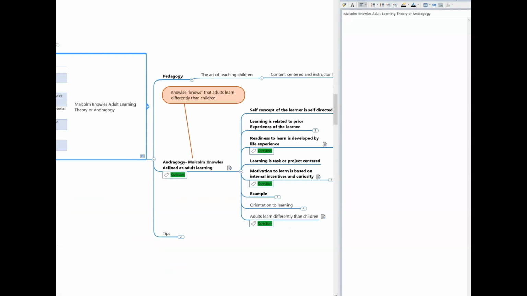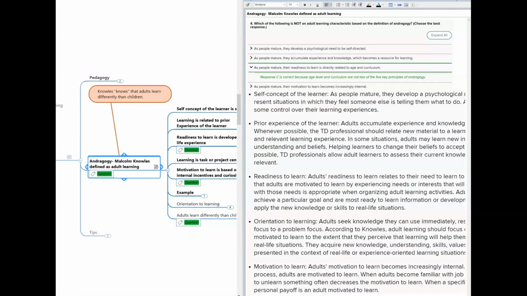I remember andragogy because Malcolm Knowles knows that adults learn differently than children. Question. Which of the following is not an adult learning characteristic based on the definition of andragogy? C. As people mature, their readiness to learn is directly related to age and curriculum. Response C is correct because age level and curriculum are not two of the 5 key principles of andragogy.